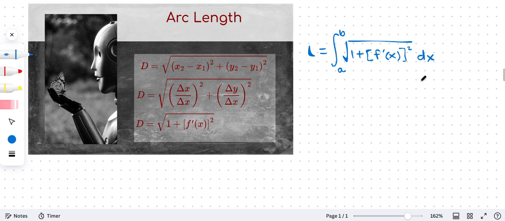The only thing that would change is your delta x's would turn into delta y's. So this would be the 1, and this would be dx/dy, which would be x prime instead of y prime, and that would be dy. And we'll see an example of that. I think it's our third example. But this is going to be what we need to know. This is our arc length formula as far as our calculus is concerned.